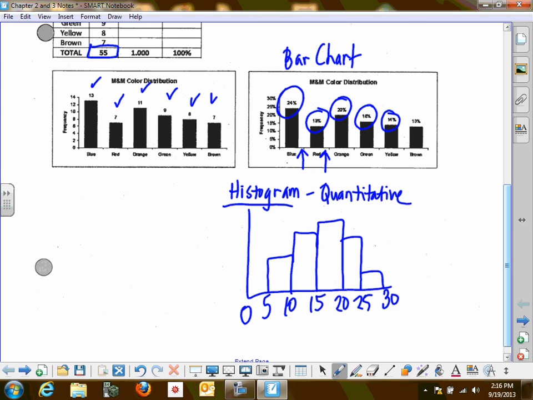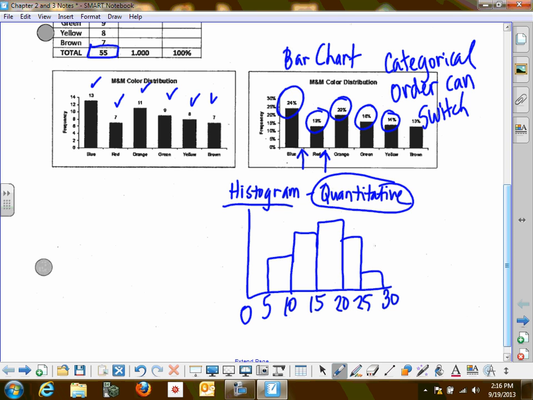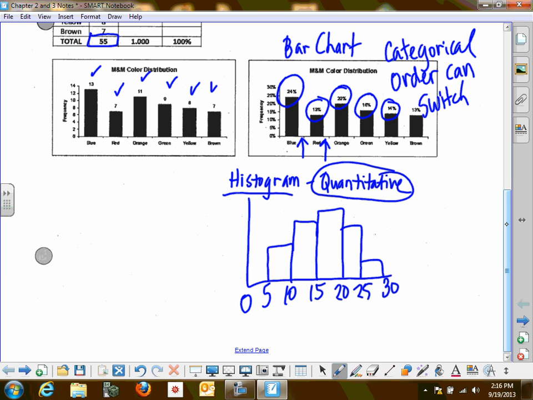Because this is categorical data. So therefore, the order can switch around. Is it necessary that I have brown in front of the green or red behind the orange or whatever? No. The order can switch because it's categorical. But with histograms, it's quantitative, so it's in numerical order.